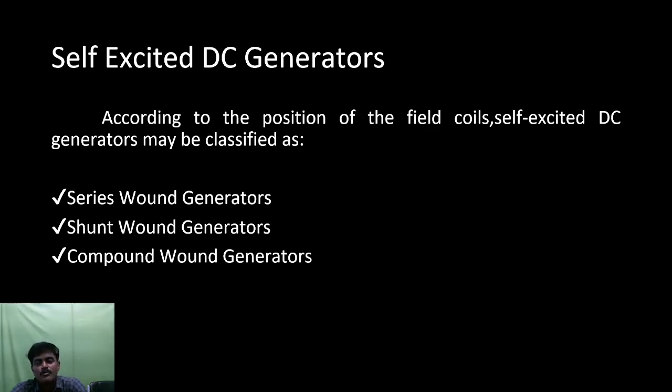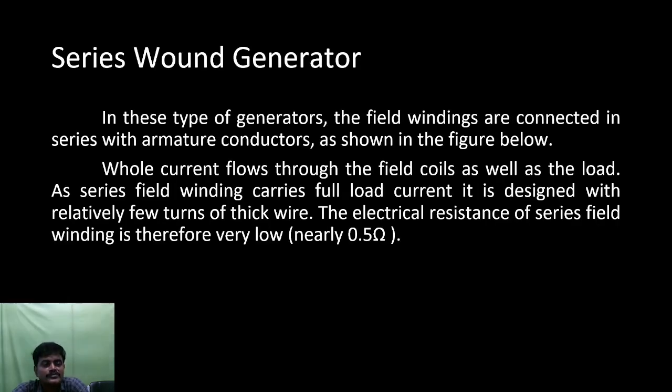Then the next one is the compound wound generator. The compound wound generators are the combination of the series winding and the shunt winding generators. The combination of these two gives the configuration of the compound wound generator. In a series wound generator, as I already told, the field windings are connected in series with the armature conductors. That is shown in the further figure.